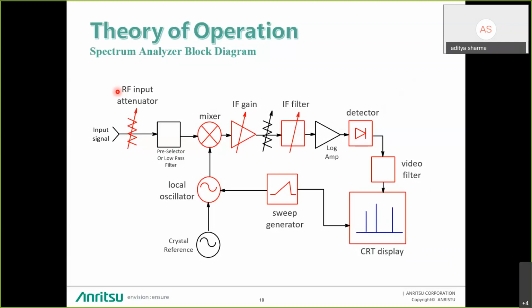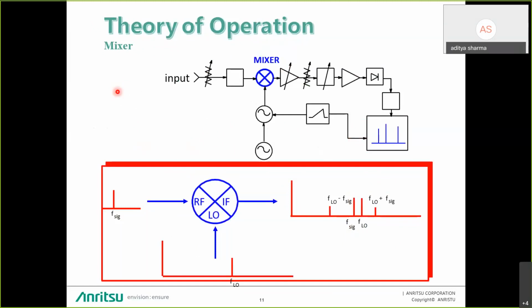Next we have the mixer. The function of the mixer is simply to change a signal from one frequency to another frequency. Let's suppose the signal we are giving is fsig, the fundamental of the RF signal we are giving. Then we are getting a signal from the LO as well, the local oscillator. It mixes and gives you four components: the addition of the signal and LO frequency, the subtraction of the signal frequency and LO frequency, and the signal frequency and LO frequency themselves. So there are four components available at the output of the mixer.